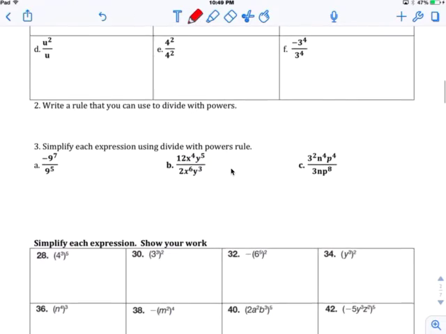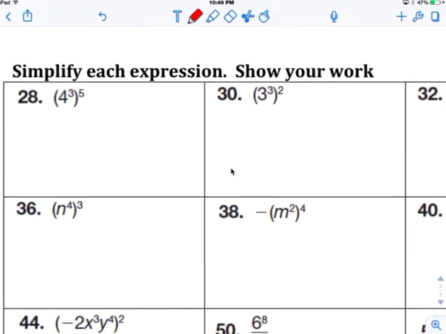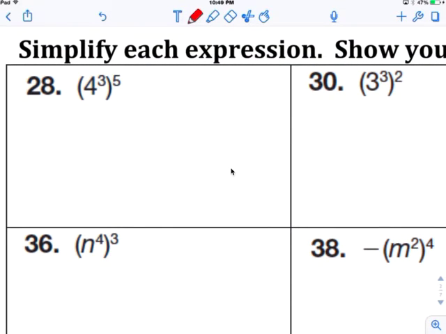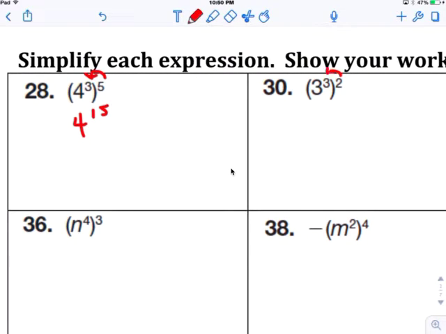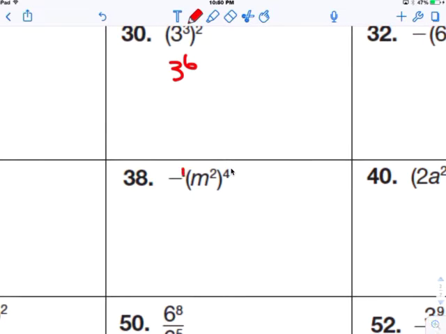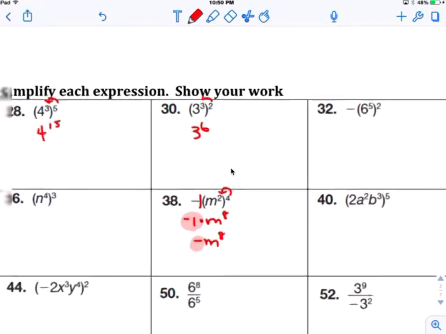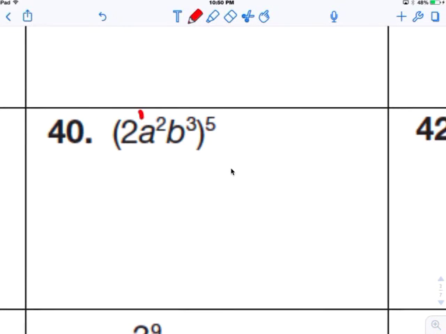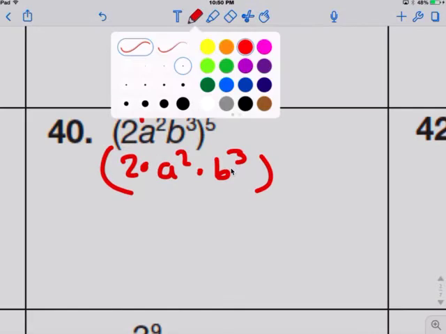Now this is a quotient. So this is like power to a power rule, right? It's 28. Distribute 4 to the 15th power, right? All of these. This is 3 to the 6th power. Now when you have something like this, this 1, negative 1 times m to the 8th power, or negative. You can write that without the 1 being invisible by doing that to the 8th. Okay, remember when you have something like this, it's 2 to the 1st, 2 times a squared times b to the 3rd, with the 5 being outside.